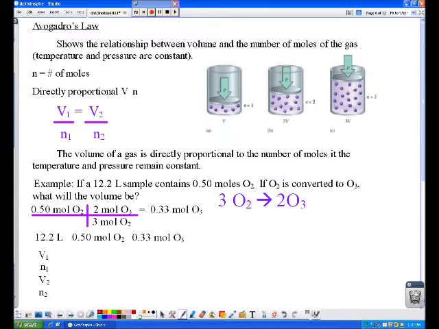So everything is going to be measured in moles. If you have a reaction occur, you might have to do some simple stoichiometry to figure out the moles. In this example, we have 12.2 liters of 0.5 moles of oxygen, O2. The oxygen is converted into O3, which is ozone. That's the formula for ozone. And so the ratio between oxygen and ozone is a 3:2 ratio. So I said the 0.5 moles of oxygen, 2:3 ratio, would give me 0.3 moles of ozone.